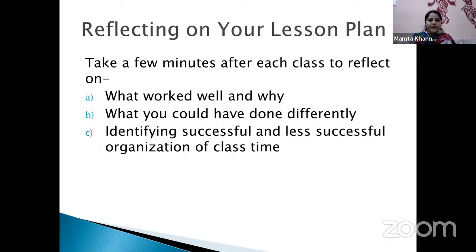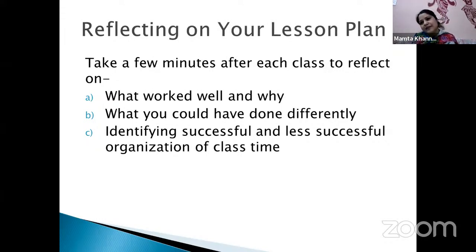Reflecting on your lesson plan. So this comes in the last section, after the class. Take a few minutes after each class to reflect on what worked well and why. So was there any activity which your student liked? What is the one thing that worked well? It was the wow moment of your class, right? What you could have done differently?